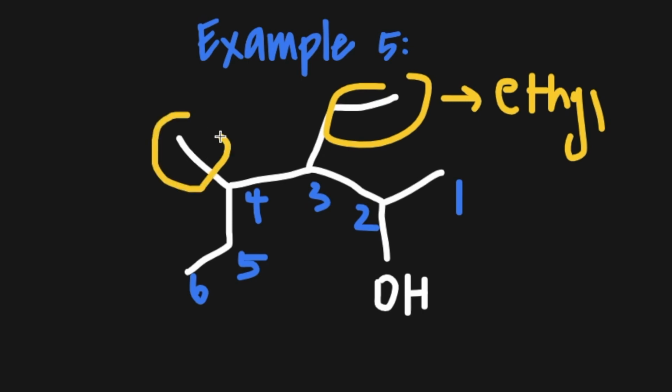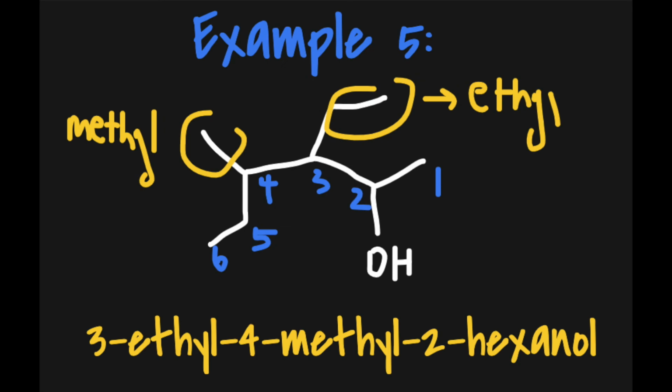Pause the video and try to name it yourself before I reveal the answer. And remember that when naming the compound, the substituents should be placed in alphabetical order. Combining it all together, we get the name 3-ethyl-4-methyl-2-hexanol.